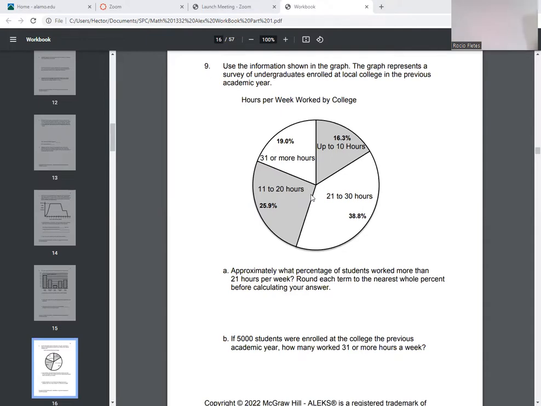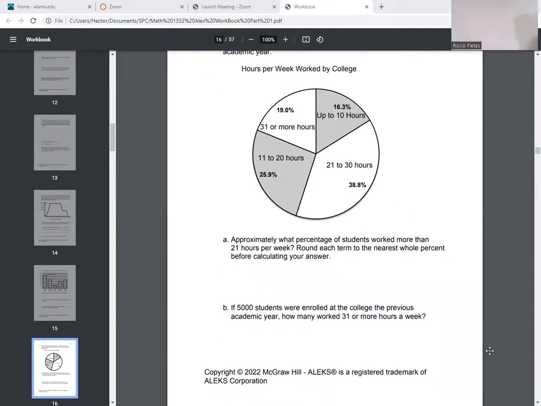And the first question here says, approximately what percentage of the students work more than 21 hours per week? So more than 21 hours per week, and we want to round each term to the nearest whole percent before calculating your answer. So it's telling us to round each of them to the nearest whole percent. Okay, so more than 21 hours would include the 21 to 30 hours category, right? So that's 39%, the 21 to 30 hour category. And also the 31 or more hours, so that's 19%.